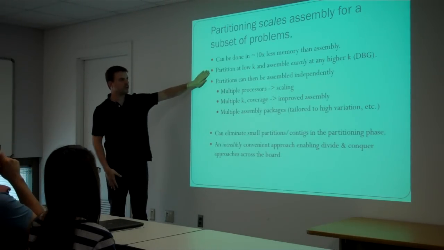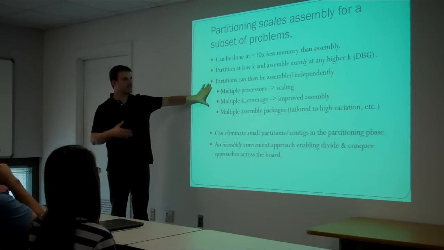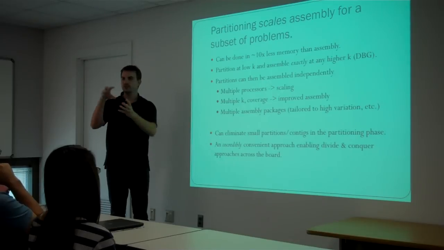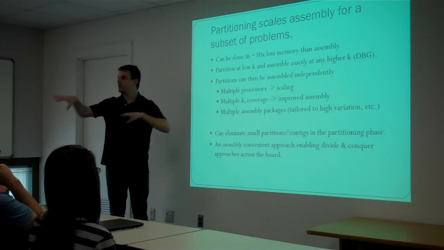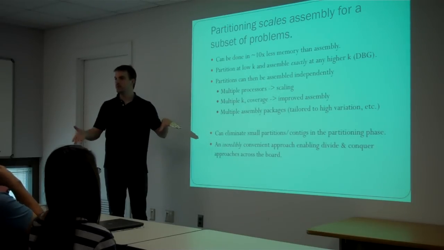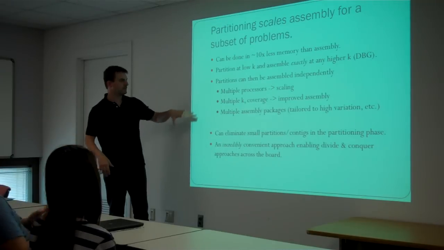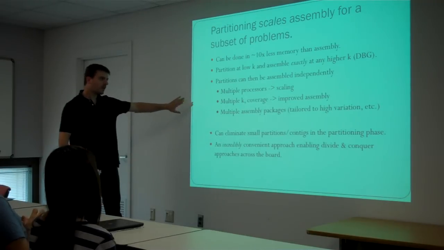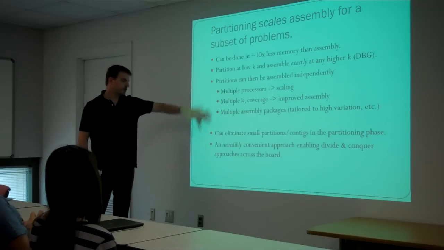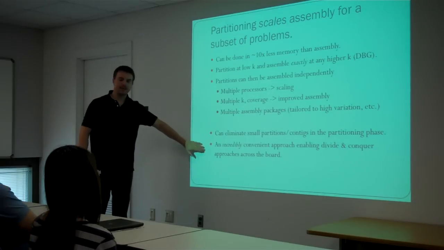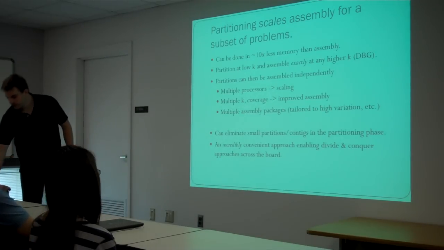There are properties of De Bruijn graphs that make this very good for assembly, and with the divide-and-conquer approach, we can actually take those subdivided reads and assemble them on many small memory nodes. So it's gotten to the point where we can do most data sets on laptops, which is pretty cool. And you can do all sorts of clever things. And it ends up being an incredibly convenient approach.